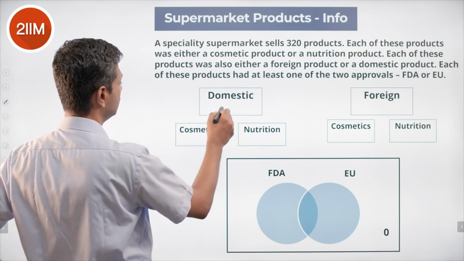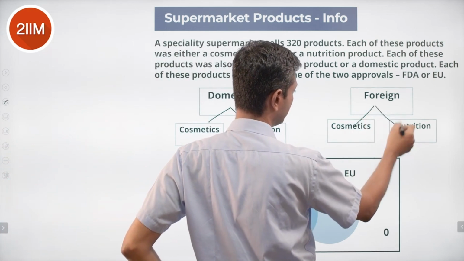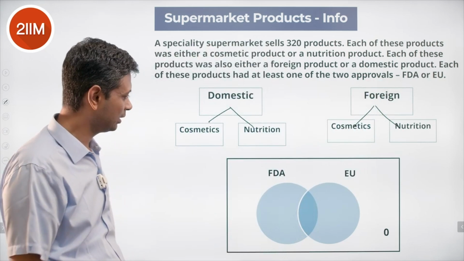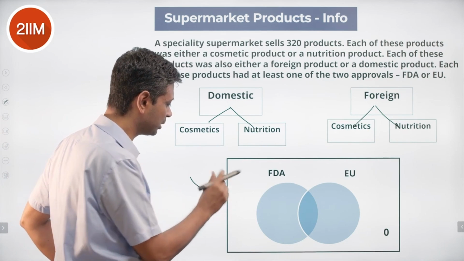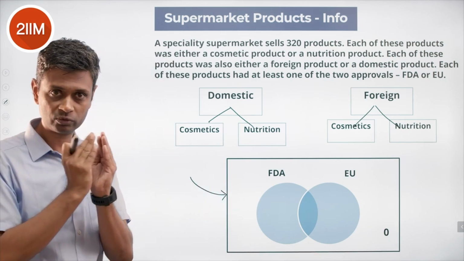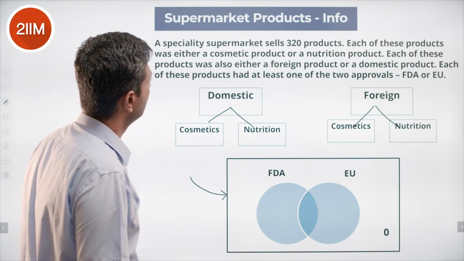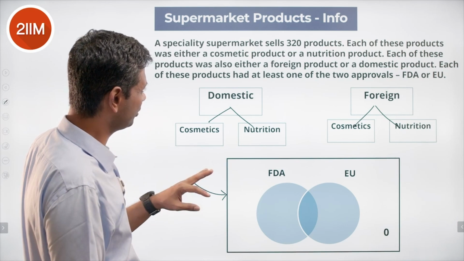Domestic breaks into cosmetics and nutrition. Foreign breaks into cosmetics and nutrition. We're going to start off like that. The FDA and EU thing is going to be like this. We need to remember that. It's FDA approval, EU approval, and both. Right? Sitting there. 320 products, either a cosmetic or nutrition, either foreign or domestic.